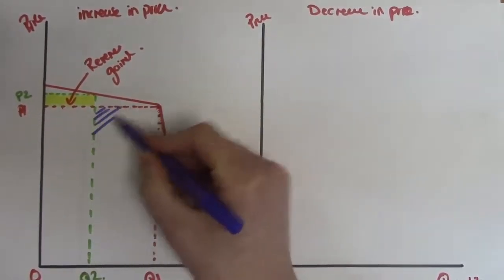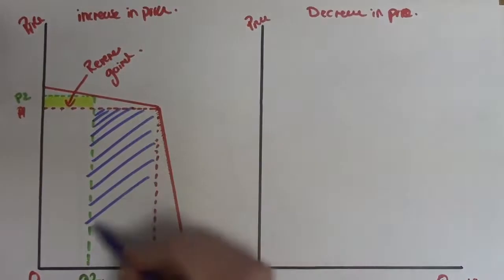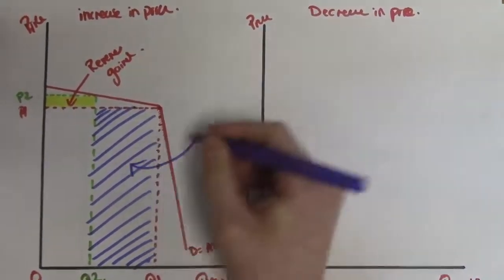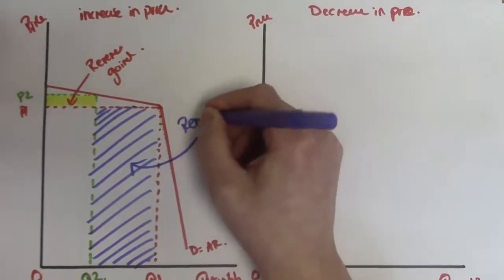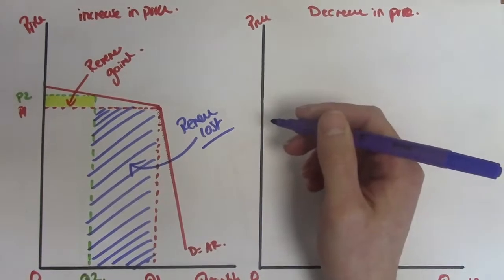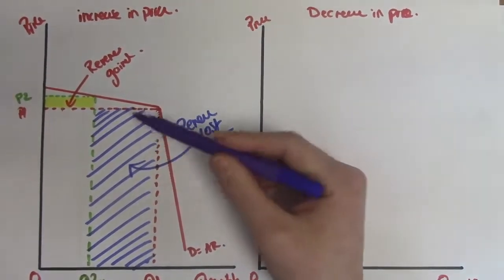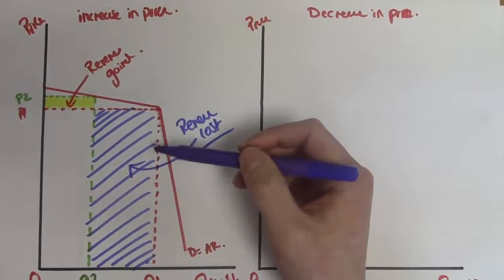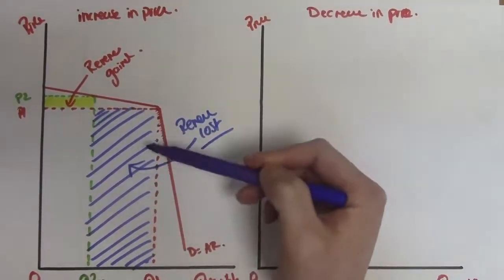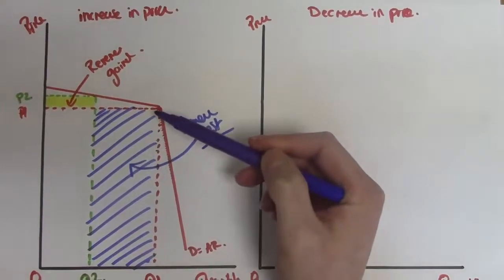So this area now I'm shading in blue is, in actual fact, as I'm sure you already know, our revenue lost. As a result of increasing price, the firm has lost more revenue than what it has gained. So they've gained this yellow area, but they've lost this blue area. The area of loss is greater than the area of gain.